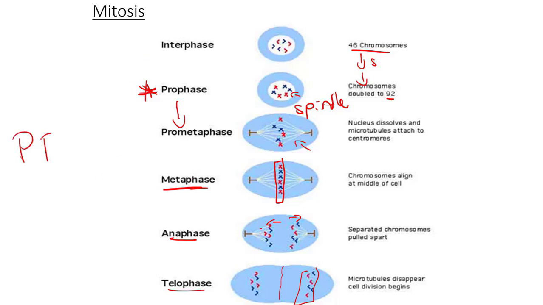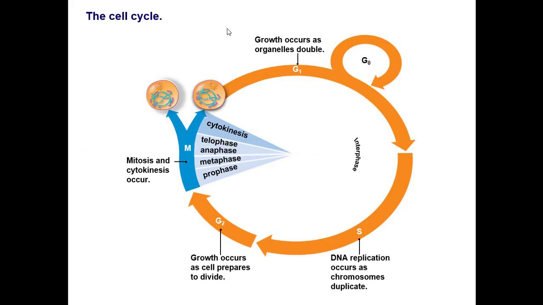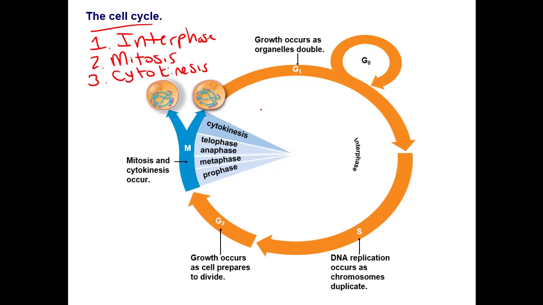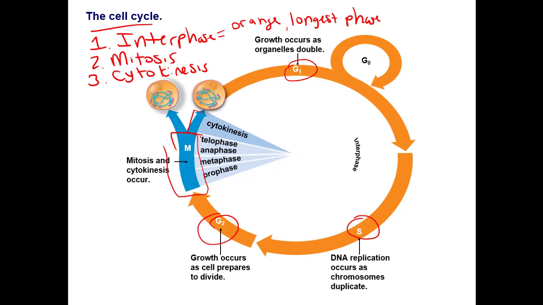It spells PMAT. Prophase, prometaphase, metaphase, anaphase, telophase. So once again, overall, the steps of the cell cycle are interphase, mitosis, and cytokinesis. As this picture is showing you, interphase is in the orange. It is by far the longest phase, which means your cell spends the majority of its time in interphase, whether it be G1, S, or G2. Mitosis and cytokinesis. Mitosis is shown here in the lighter blue, and cytokinesis here in the darker blue. The cell spends very little time in these stages.